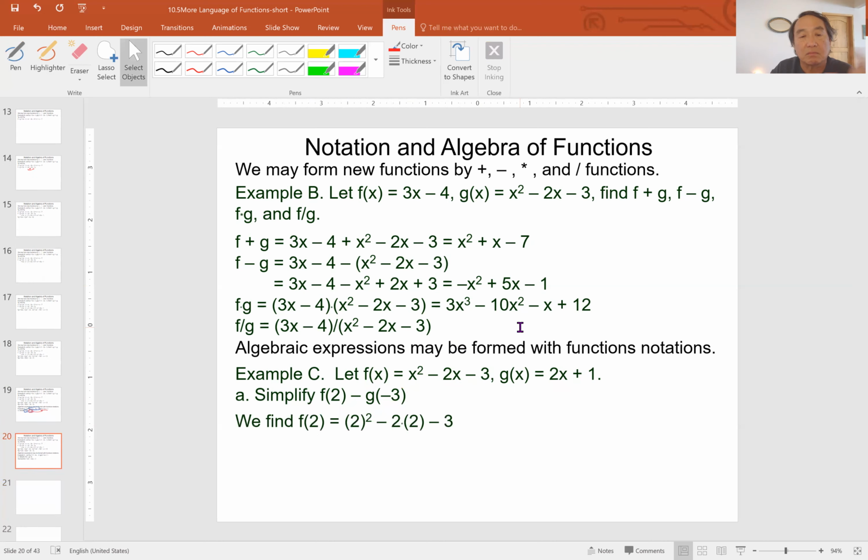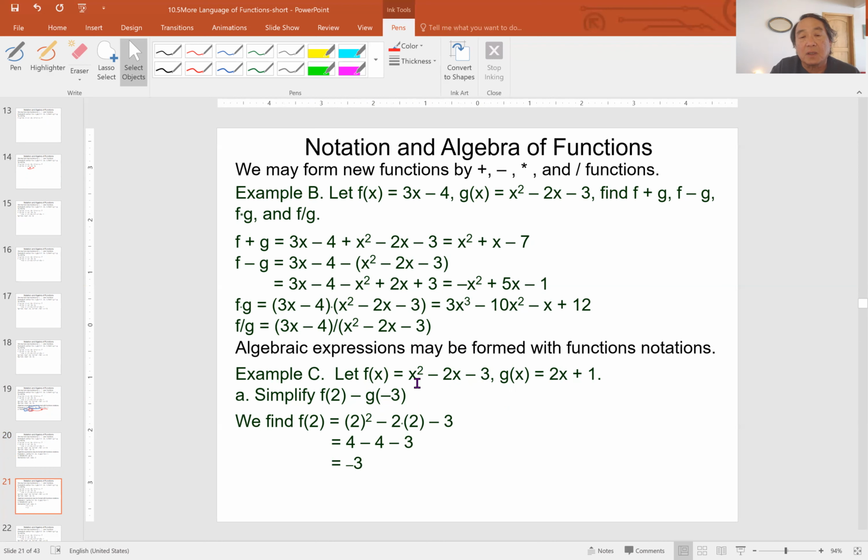So we can do this step by step. Let's find out what F of 2 is. We put 2 into F and see what comes out. Put 2 into F, it looks like this, and x is replaced by 2. Calculate this out: 4 minus 4 is zero, zero again, so it is -3.